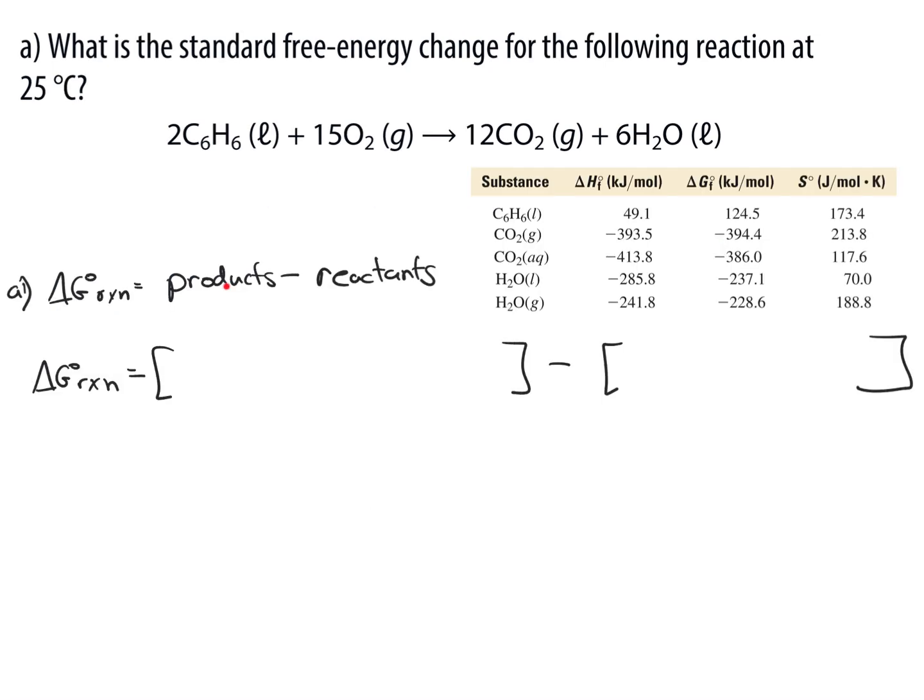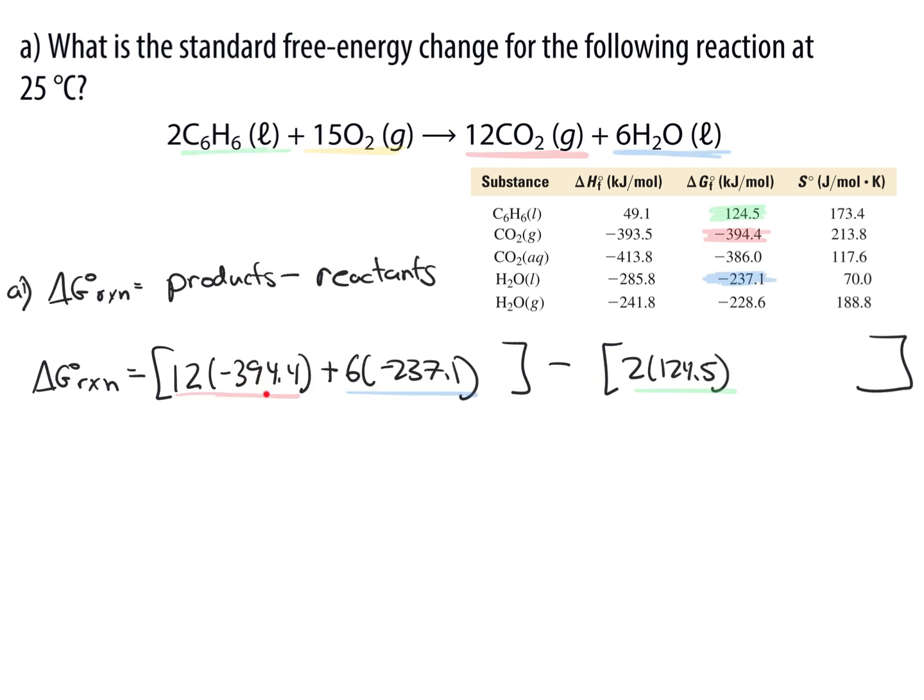We're going to do the normal products minus reactants. So the products here, 12 CO2 gas and 6 H2O liquid. So 12 times negative 394.4, using the value for CO2 gas, plus 6 times negative 237.1, minus C6H6 is 2 times 124.5. Then O2 isn't given in our table here, but remember that it's an element in its standard state, so it has a delta G of formation of 0, just like it has a delta H of formation of 0. Final answer then is negative 6404.4, and the unit is right off of the table, kilojoules per mole of reaction.